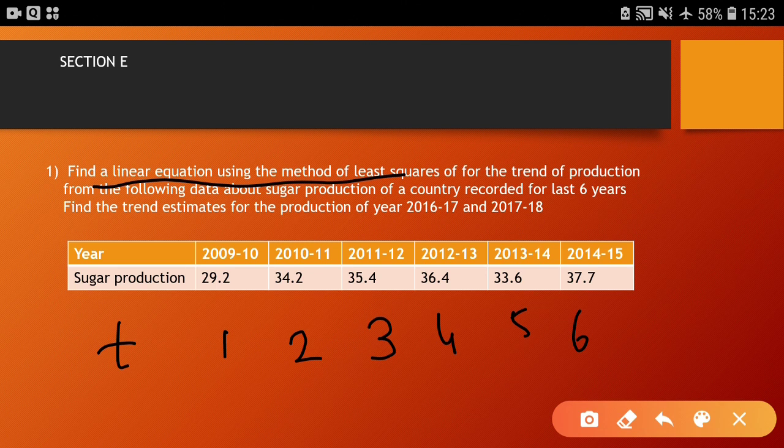Then you are asked to find the trend estimate for 16-17 and 17-18. So what are the T for these 2 years? 16-17 and 17-18. Do you think it is 7 and 8? Yes or no? If you are thinking that sir, up to 6 is there in the question, this will be 7 and this will be 8, then you are thinking wrong.